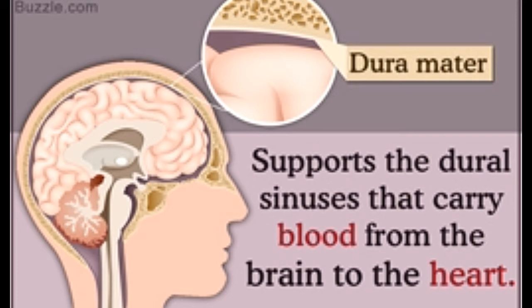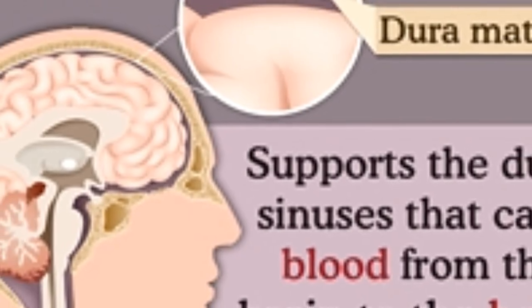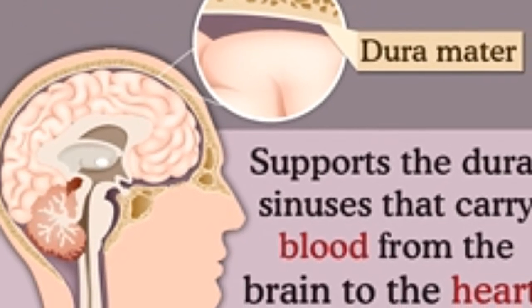The term meninges refers to a group of 3 fibrous membranes that surround the brain and the spinal cord. Buzzle provides information on the structure and functions of the dura mater, which is the outermost membrane. The literal translation of dura mater is tough mother.